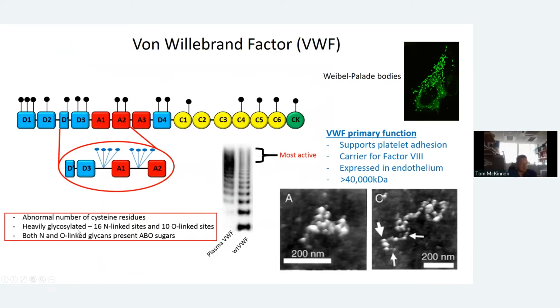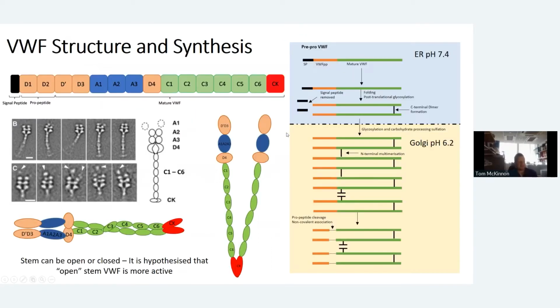It also contains a lot of glycan chains. It's decorated with 16 N-linked and 10 O-linked sugar sites. And highly significantly, VWF is the only circulating protein which presents the ABO blood group sugars. So those same sugar structures that are present on your red cells that determine your blood group are also present on the VWF molecule. So how is the protein synthesized?